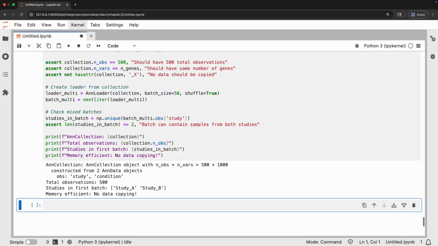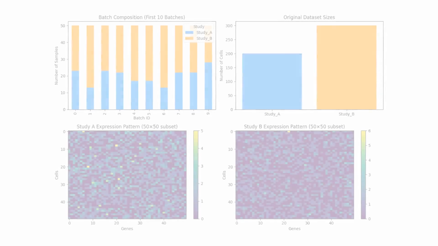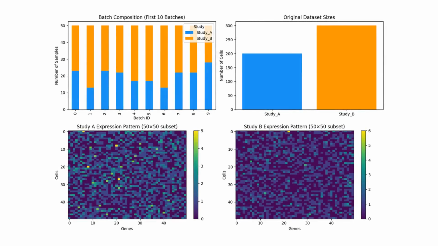Let's visualize how multi-dataset batching works and the characteristics of each dataset. This comprehensive visualization shows 4 panels. The top left shows batch composition across the first 10 batches, with each batch containing a mix of samples from both studies. The top right shows the original dataset sizes, 200 cells for Study A and 300 for Study B. The bottom panels display expression patterns from each study, showing slightly different characteristics in their gene expression profiles, with Study A having higher expression values on average.